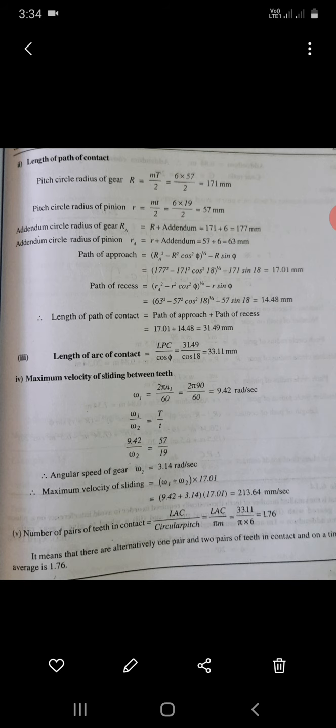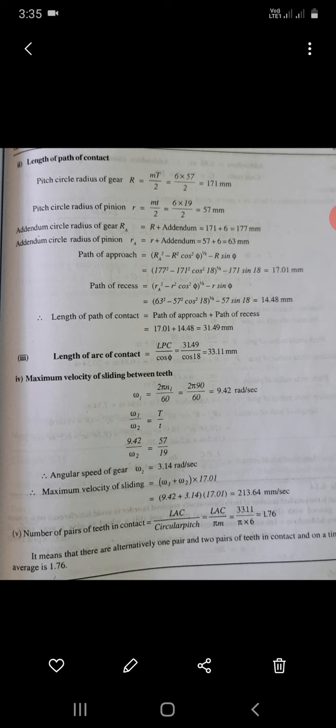So therefore maximum sliding velocity is omega 1 plus omega 2, into path of approach or path of recess, whichever has the maximum value. So path of approach has the maximum value, so you have to use 17.01. Multiplying by 17.01, we have 213.64 per second.